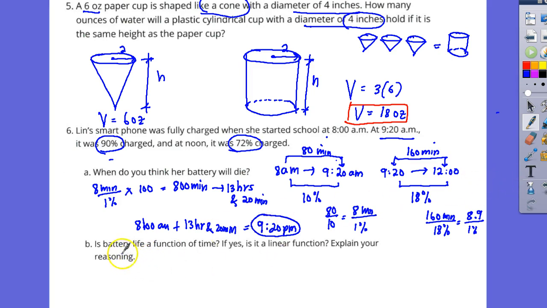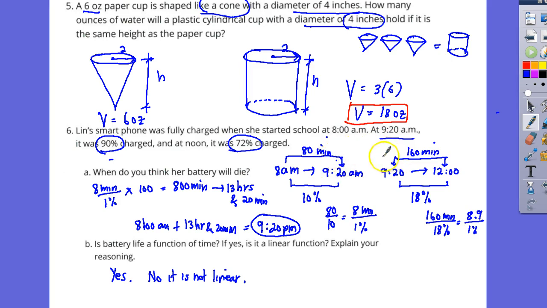All right, the last one: is battery life a function of time? Yes, it is a function of time because the life of the battery depends on how much time she spent on the phone. If yes, is it a linear function? Explain your reasoning. No, it is not linear. How do we know that? Remember, when it's linear, the scale factor must be the same for both.